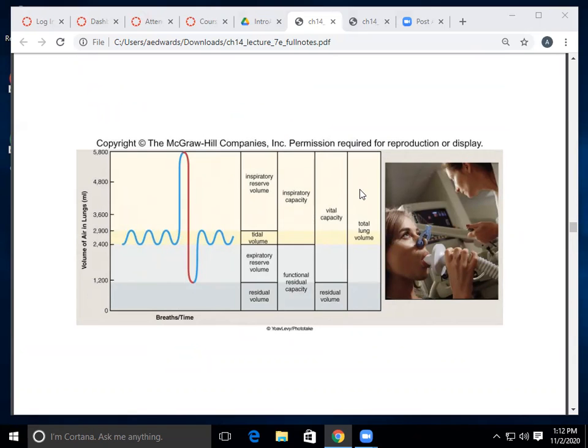Add all those numbers together, that's your total lung volume. And if you add your tidal volume, your inspiratory reserve volume, and your expiratory reserve volume, you get vital capacity. That's the total amount of air you can breathe in and breathe out. That's your vital capacity.